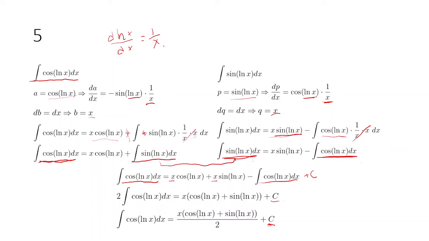Now next, let's go to problem number 6. In problem number 6, we're asked to find the integral of e to the power of 2x over the square root of 1 minus e to the power of 4x dx. Okay.